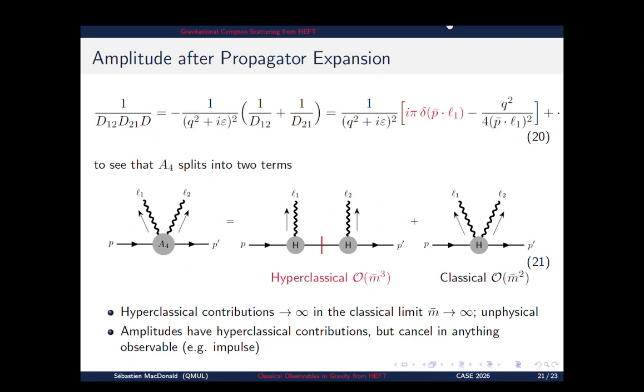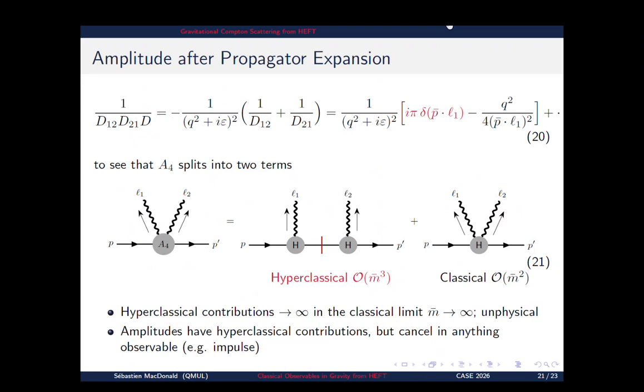So our full amplitude is some numerator with the field strength tensors divided by this total denominator. Using partial fractions, our total amplitude splits into two parts. You've got the cut term and what we're going to call the classical term, just because it has the right order of m bar, such that when you calculate your observables from this term in the amplitude, you get well-behaved contributions.